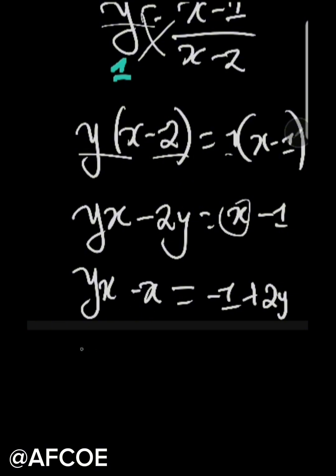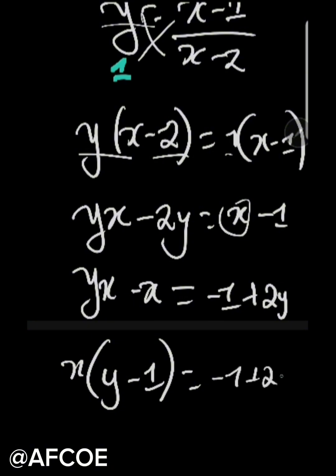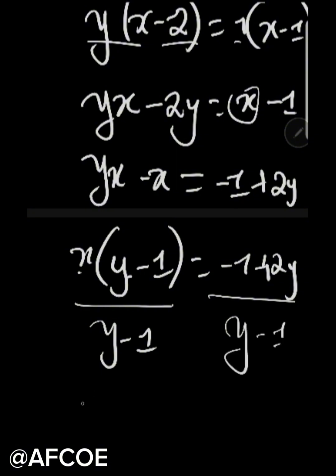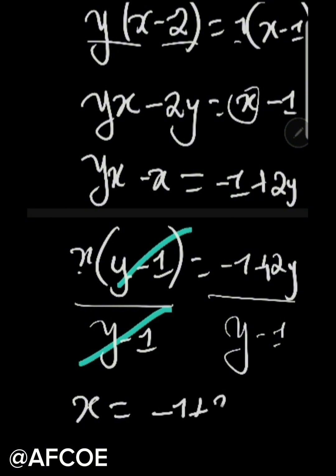From here I will factor out x, that is x into y minus 1 equals negative 1 plus 2y. If you multiply x by y, we still get yx, and x times negative 1, we still get negative x. That is the meaning of factoring out. Now we divide by the coefficient of x, which is y minus 1, since we need only x. The y minus 1 on this side cancels, and we get x equals negative 1 plus 2y all on y minus 1.